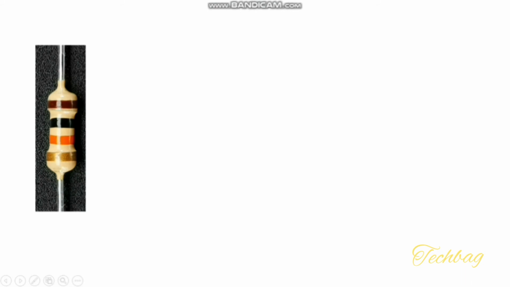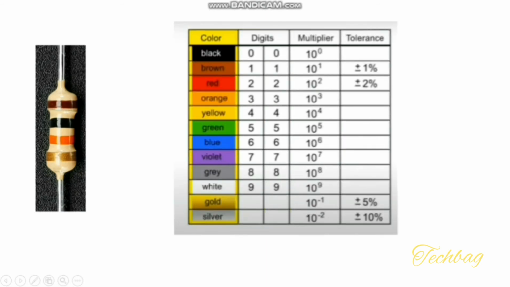This is a given resistor. There are 4 bands of colors, so it is a 4 band resistor. Here the first band is brown, the second band is black, the third one is orange, and the fourth band, the tolerance band, is gold.